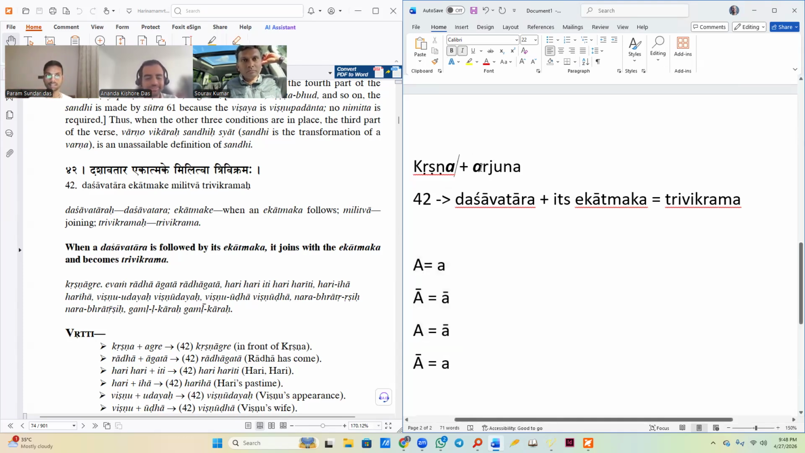So, the first is Dashavatara, and the second is Ekatmaka of the first. The result is that they will join and become the Trivikrama version, the long version. So Krishna Arjuna becomes the long version, Trivikrama.